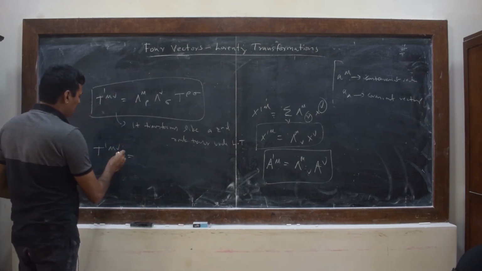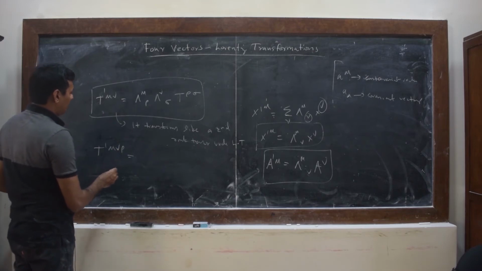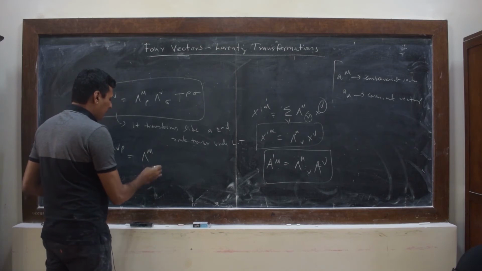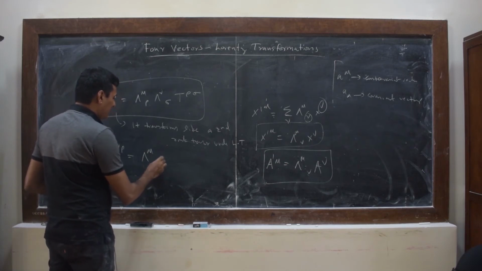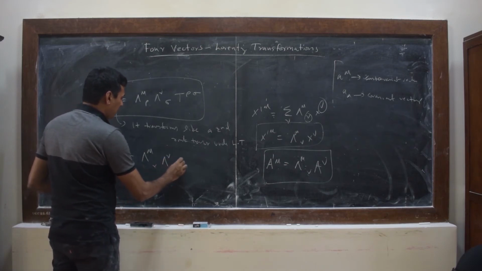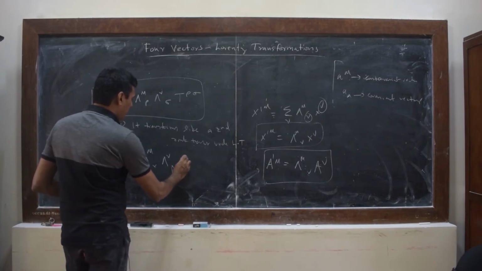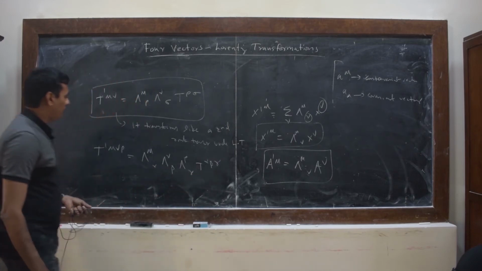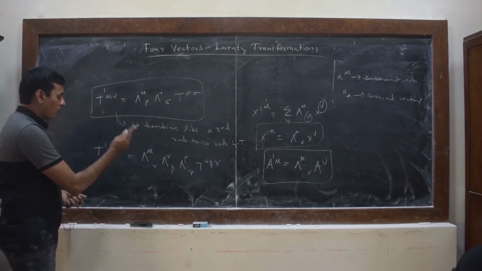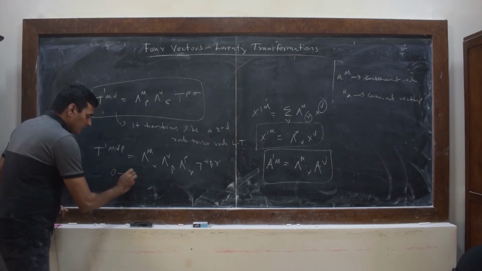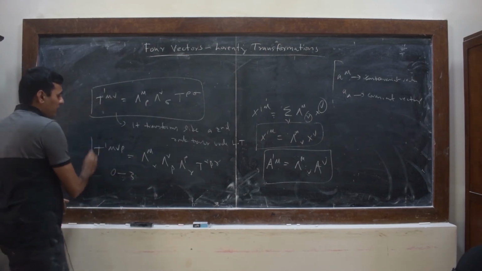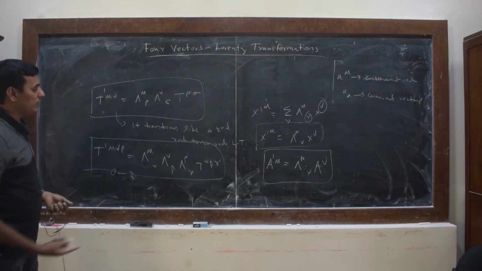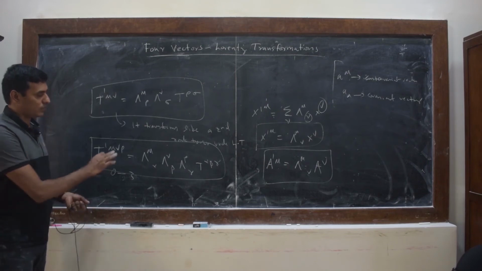If you have a third rank tensor, T prime mu nu rho, then the transformation rule will be lambda^mu_alpha lambda^nu_beta lambda^rho_gamma T^{alpha beta gamma}, where alpha, beta, gamma, mu, nu, rho all run from 0 to 3. If an object transforms like this, then you say that it transforms as a third rank tensor under Lorentz transformation.